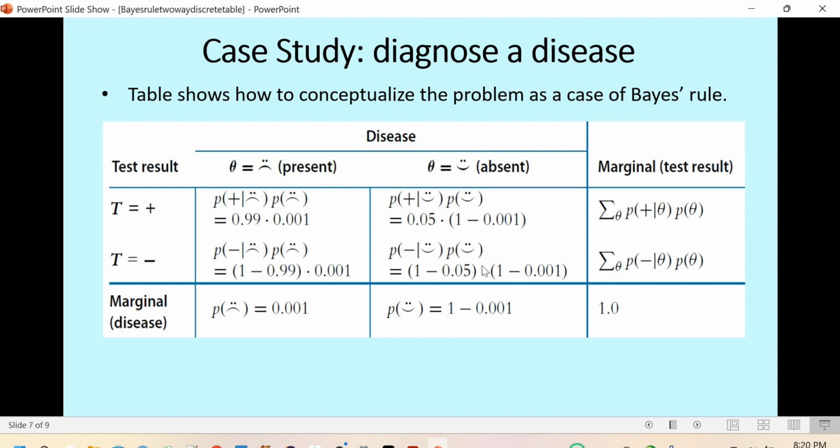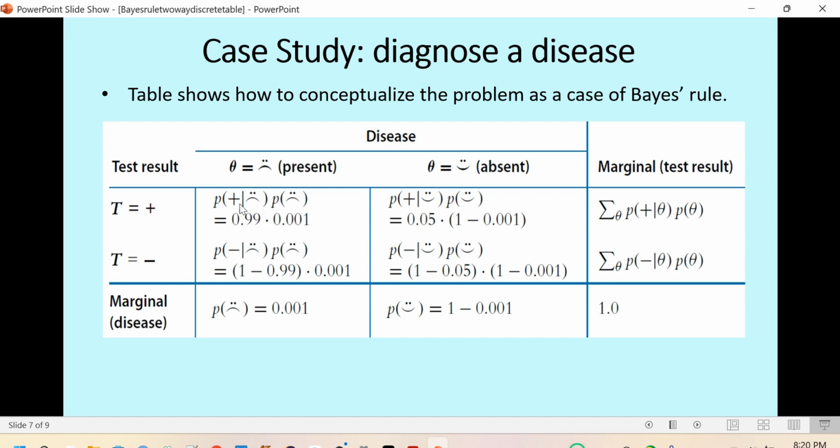Then we have to fill in each cell in this table. You can see that for the person who has the disease and has a positive test result, the probability is the prior probability, 0.001, that the person has this disease, times the probability of a positive test result given the person has the disease. So this is 0.001 times 0.99.